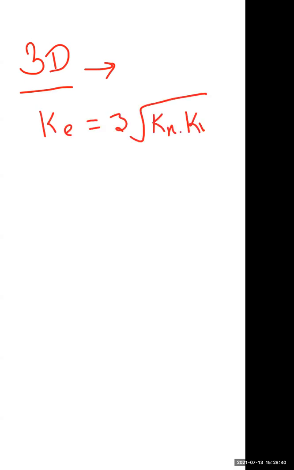Okay, so for 3D, isotropic medium in three-dimensional, K equivalent equals the cube root of Kx into Ky into Kz. This is the equivalent if flow is in three-dimensional. That is, the medium is a non-isotropic medium.